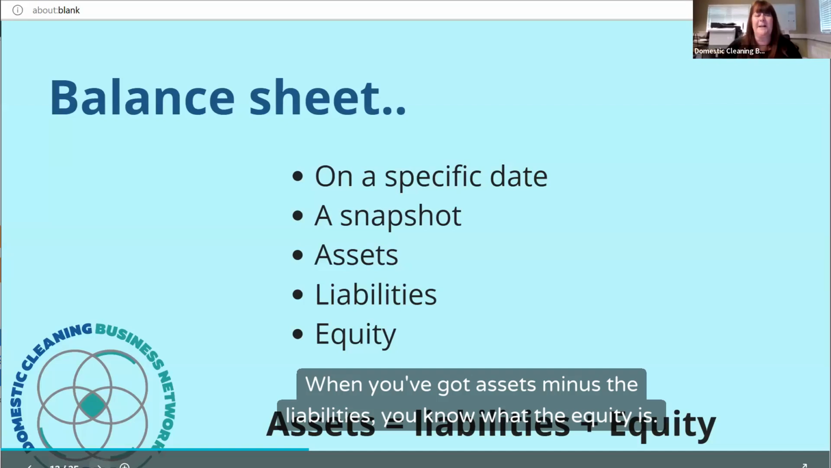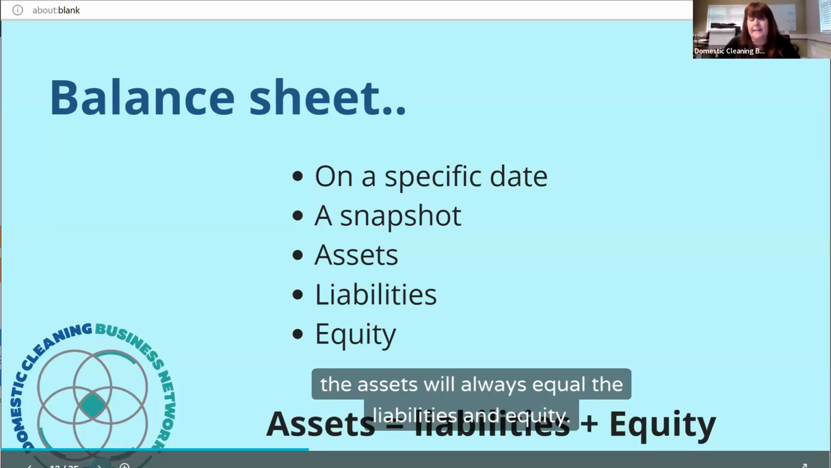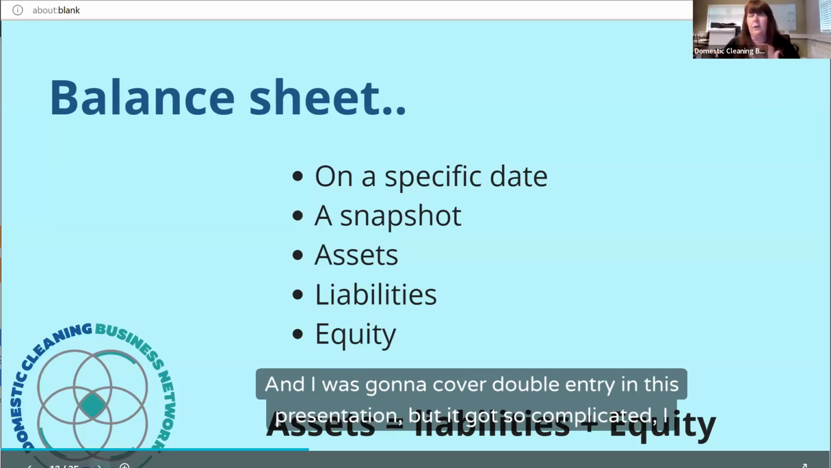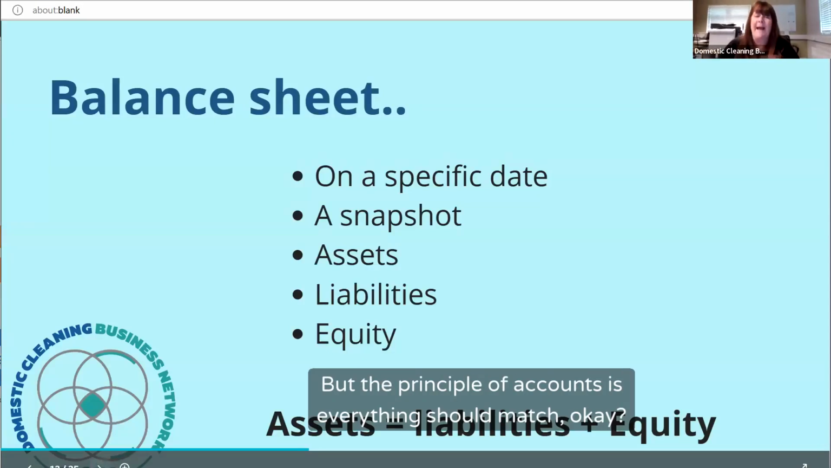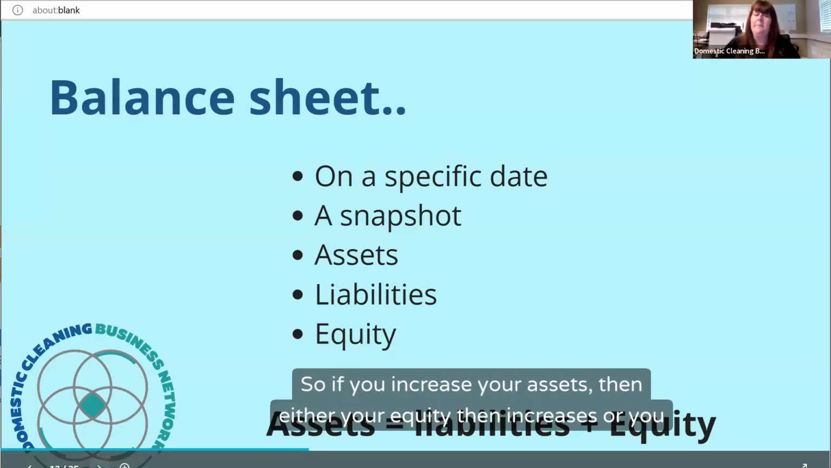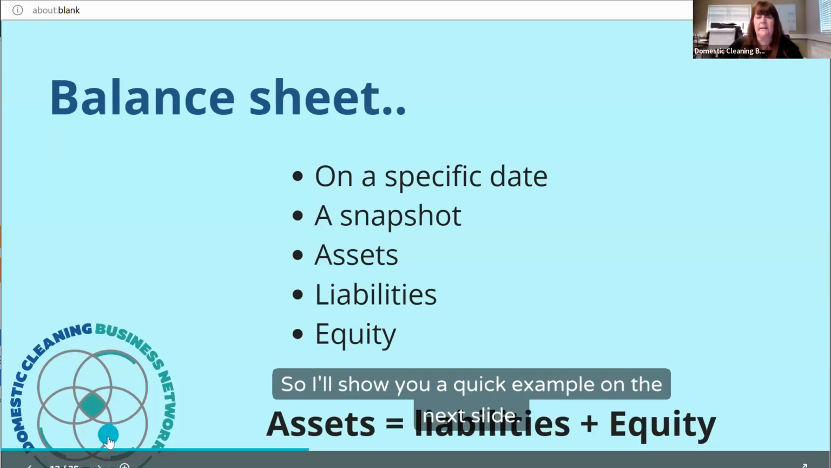When you've got assets minus the liabilities, you know what the equity is. And it uses this equation: the assets will always equal the liabilities plus equity. And this is an important part of accounting. I was going to cover double entry in this presentation, but it got so complicated, I actually decided not to. But the principle of accounts is everything should match. Okay, everything should balance. If you increase your assets, then either your equity increases or you decrease your liabilities. So they're always remaining in balance, if that makes sense. So I'll show you a quick example on the next slide.